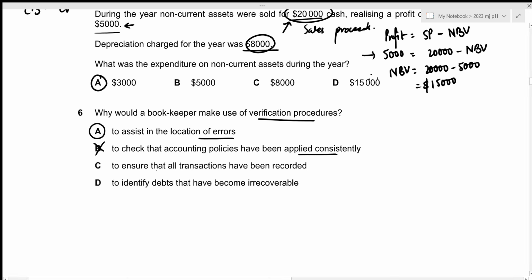The third one is to ensure that all transactions have been recorded. So remember that verification procedures can miss some errors, such as error of original entry or error of omission, which is what we're talking about in option C. So this is incorrect. The fourth one is to identify debts that have become irrecoverable. So irrecoverable debts cannot be figured out using verification procedures because we only consider the amount yet to be received as part of our trade receivables. In order to make sure that that amount has turned into irrecoverable debt, we need to contact that particular credit customer and figure out whether or not he will repay anytime soon. So this is incorrect as well. Let's move towards the seventh question.